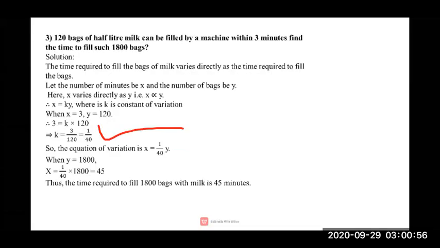Now we have completed our chapter 7. I hope everyone has understood the sums.